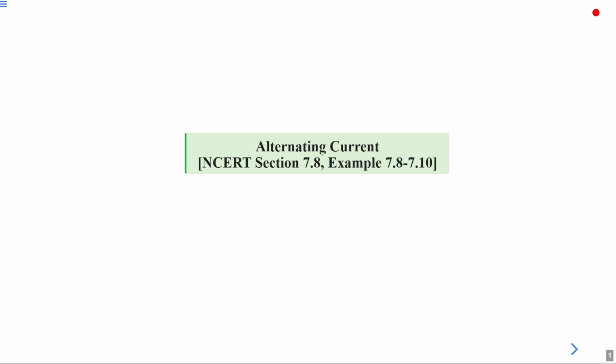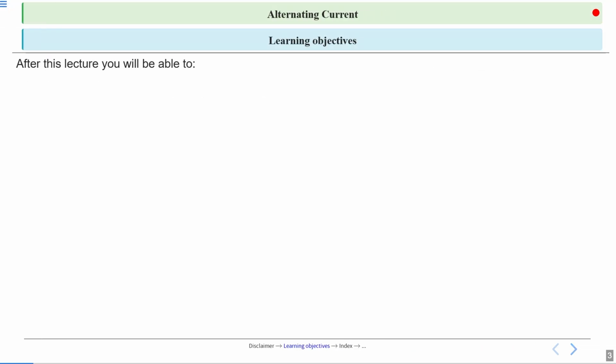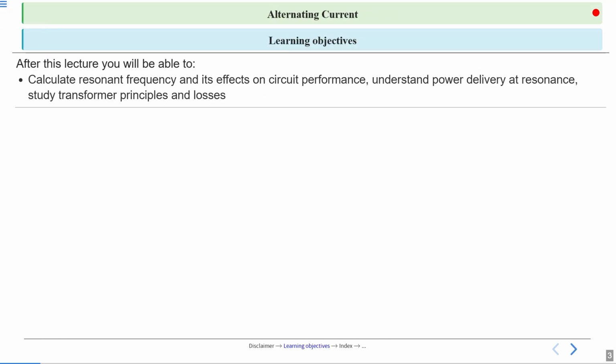So today we are going to discuss alternating current, NCERT section 7.8, examples 7.8 to 7.10. After this lecture you will be able to calculate resonant frequency and its effect on circuit performance, understand power delivery at resonance, and study transformer principle and losses.